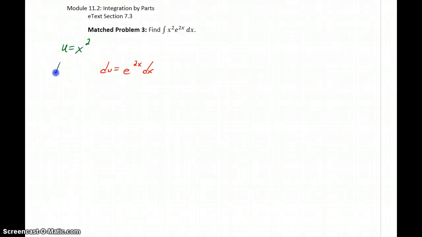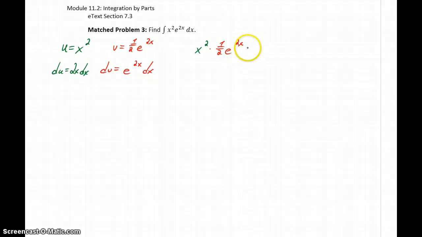So what we have is u equals x squared. So du equals 2x dx. dv equals e to the 2x dx. So v is going to be 1/2 e to the 2x. So we're going to have x squared times 1/2 e to the 2x minus the integral of 1/2 e to the 2x times 2x dx.